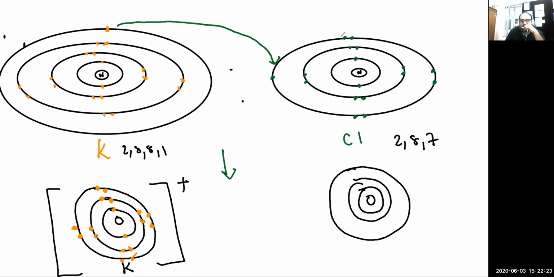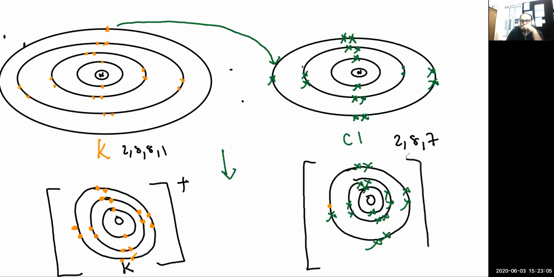So I made a mistake. Please fix these. Just convert these into crosses. So that's a dot and cross diagram.